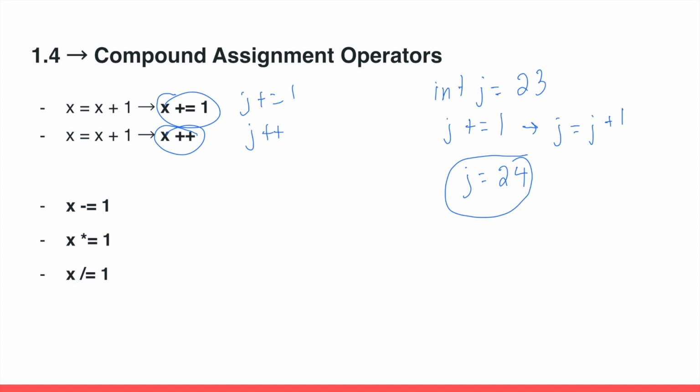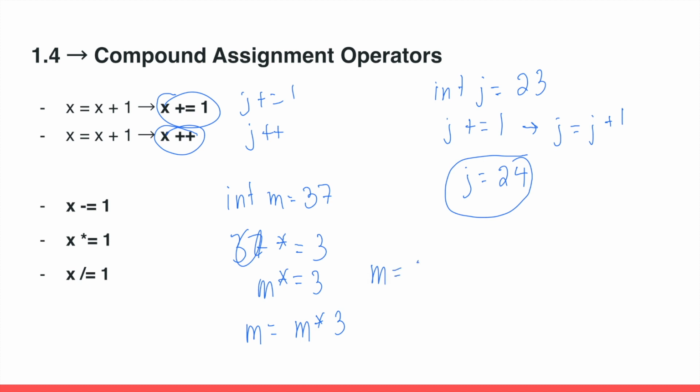Similarly, let's just do another example. Let's say that we had int m equals 37. And we did m *= 3. So basically what we're saying is that m equals the current value of m times 3. So that means that now m is going to equal 37 times 3, which equals, what's 37 times 3? I'm terrible at math. 111.